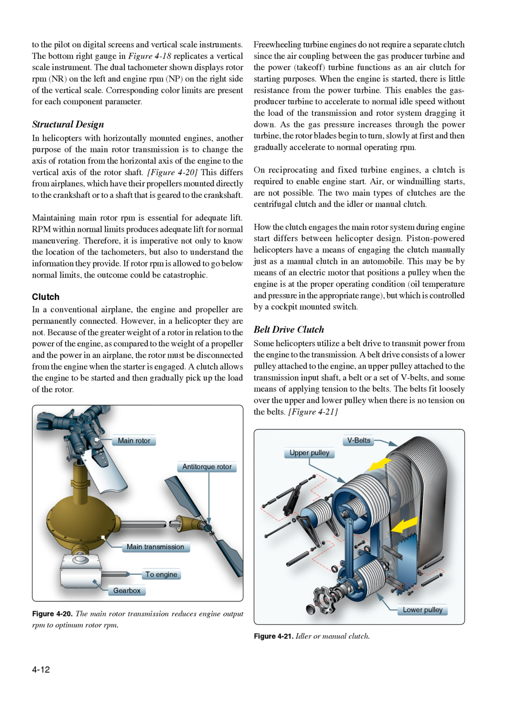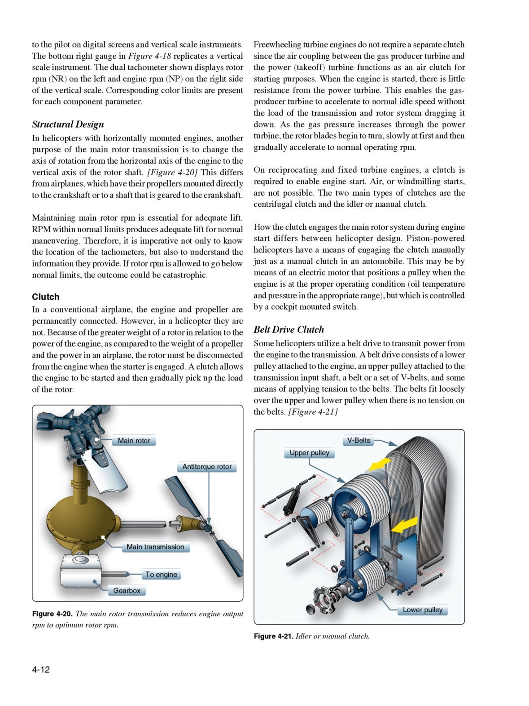Structural design in helicopters with horizontally mounted engines. Another purpose of the main rotor transmission is to change the axis of rotation from the horizontal axis of the engine to the vertical axis of the rotor shaft. Figure 4-20. This differs from airplanes, which have their propellers mounted directly to the crankshaft or to a shaft that is geared to the crankshaft.